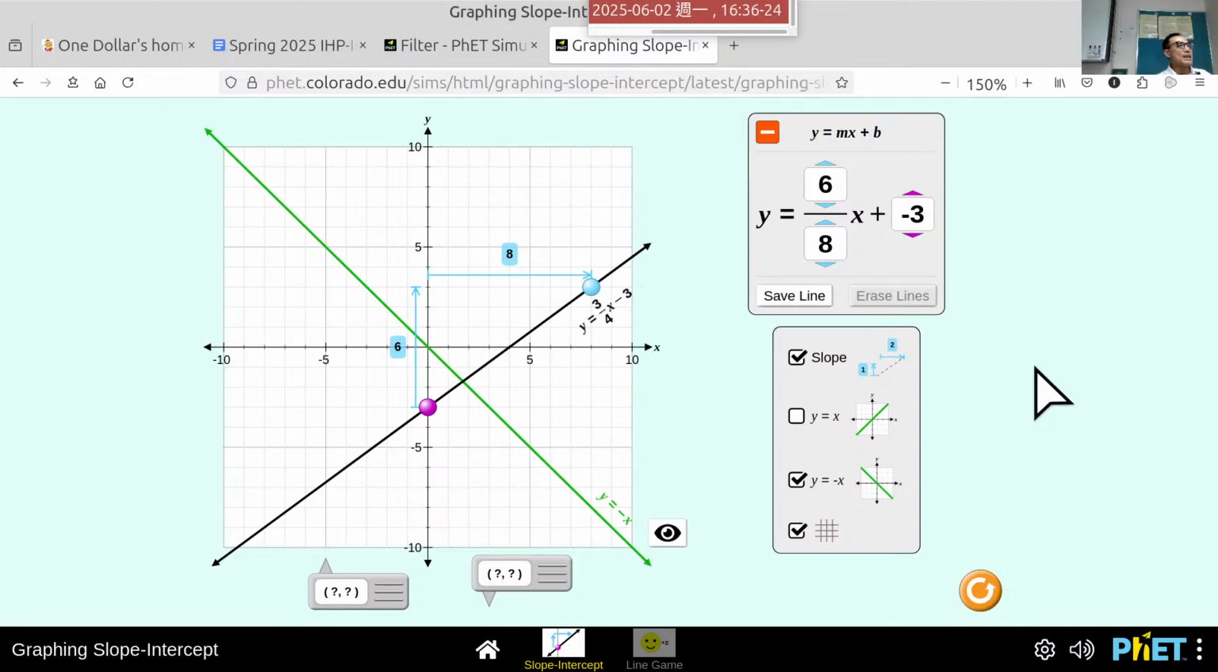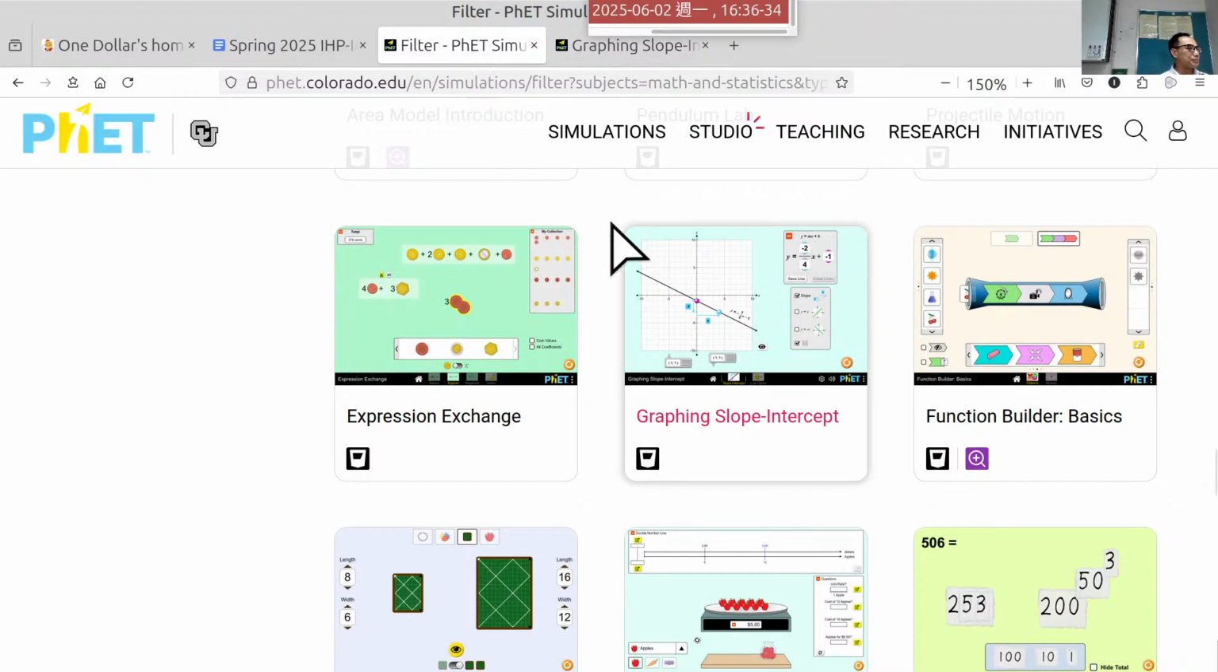Okay, if you understand this, you can screenshot this one and write down the notes. Then 1 minute later I will move to the new one.